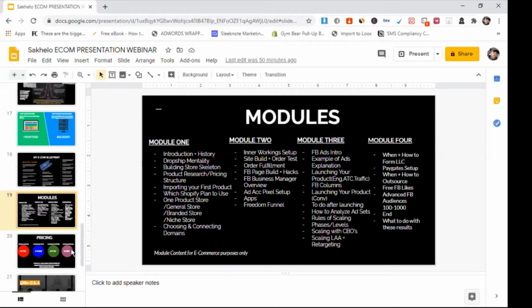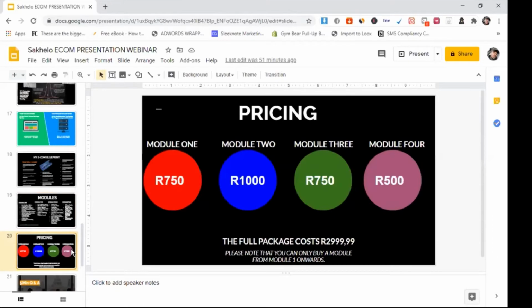Okay, guys, this is what I've decided to do. These are the prices of the actual course, right? Module 1, I've decided to break them down. Module 1 is 750, and my module 2 is going to be 1,000. Module 3 is 750, and module 4 is 500 rand. So the whole course is actually 3,000.